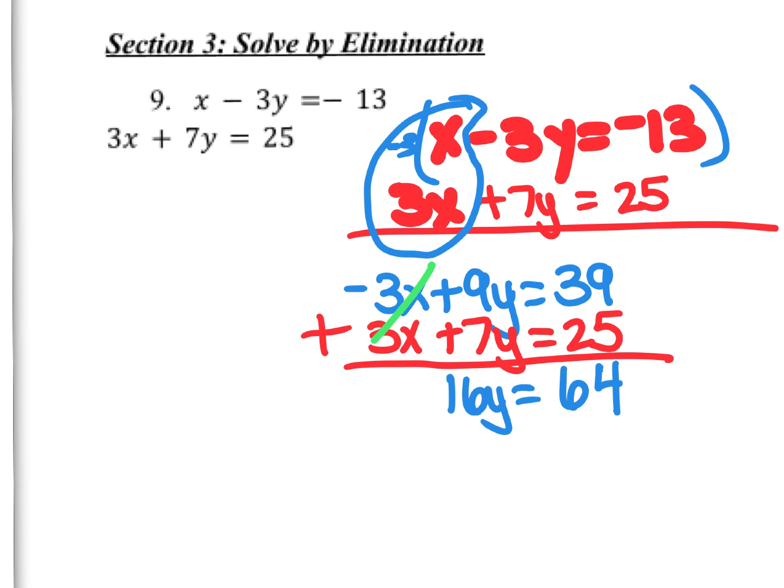So now here I am. I got rid of my x. I'm simply solving for y. Back to solving equations. I'm going to divide both sides by 16, and I'm left with y equals 4. Now, am I done? Nope, you got it. I'm not, because I know my y variable, so I need to solve for my x.